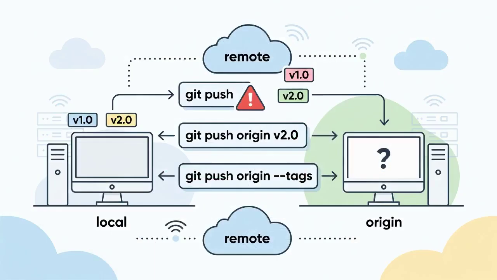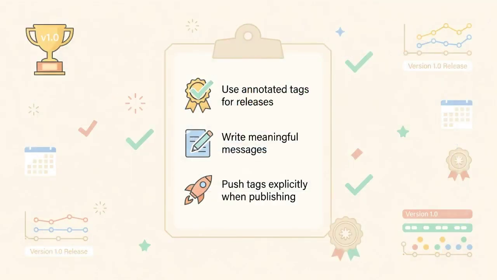Here's a critical detail that trips people up. Git push does not push tags by default. To send a single tag, run git push origin followed by the tag name. To send every tag at once, use git push origin --tags. Remote servers treat annotated tags as proper release markers with full metadata, which is exactly what you want for a published version. Follow these best practices and your release history stays clean.